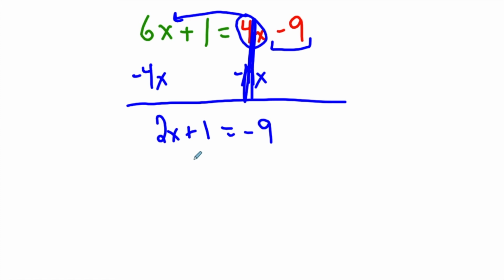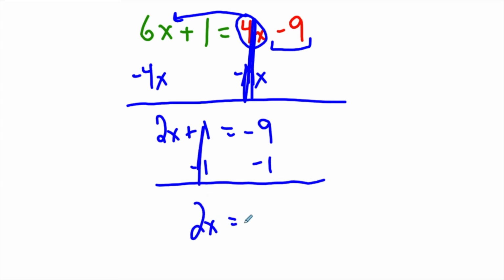Next step, we need to move the 1. So that's a positive 1. I'm going to do the opposite and subtract 1. 1 minus 1 is 0. Those are gone. Left-hand side is 2x. Equals, right-hand side, break out your calculator, negative 9 minus 1. This is negative 10, not negative 8, negative 10.